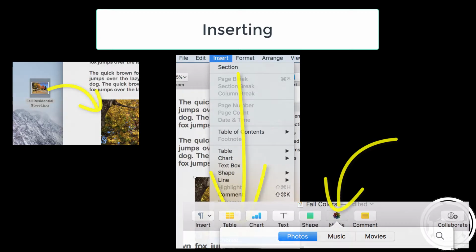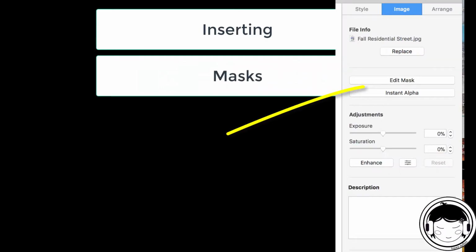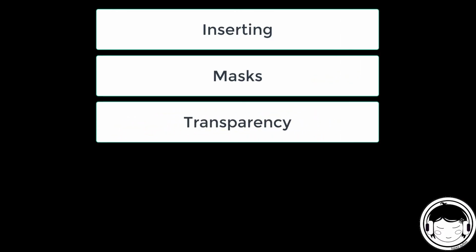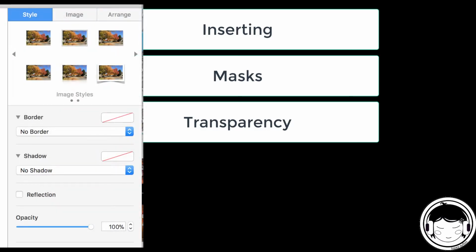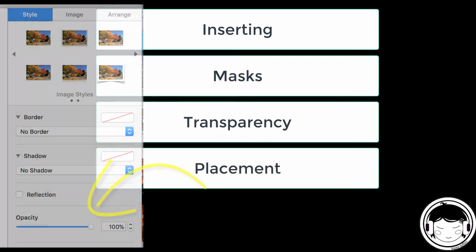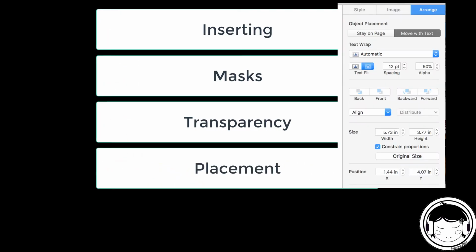If we need to crop an image, we can use a mask to hide the areas of the image we don't want to show with the Edit Mask option inside the Image tab. If we need to control the opacity of an image, we can open the Style tab and control the level of opacity or transparency of the image from there. When you have several images and you need to align them horizontally or vertically, remember to go to the Arrange tab and find the Align drop-down menu.